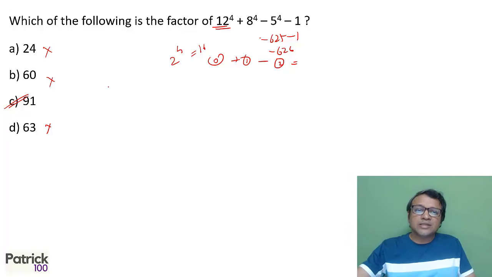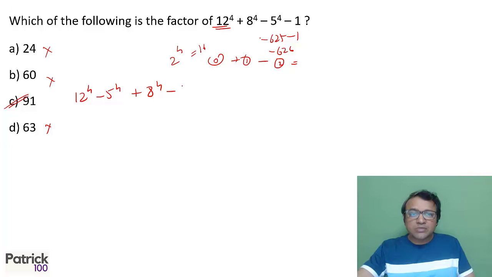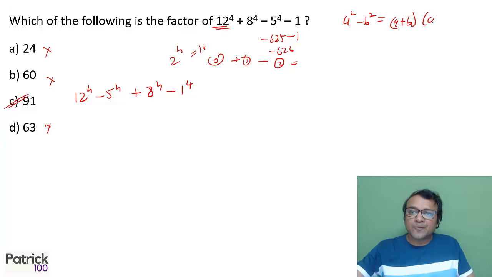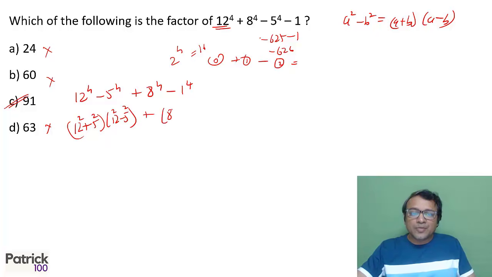The correct way of doing it is to combine the powers of 4. So 12 raised to 4 minus 5 raised to 4, plus 8 raised to 4 minus, say, 1 raised to 4. We can use the formula a square minus b square equals a plus b into a minus b. If you use that, this becomes 12 square plus 5 square into 12 square minus 5 square, and this becomes 8 square plus 1 square into 8 square minus 1 square.